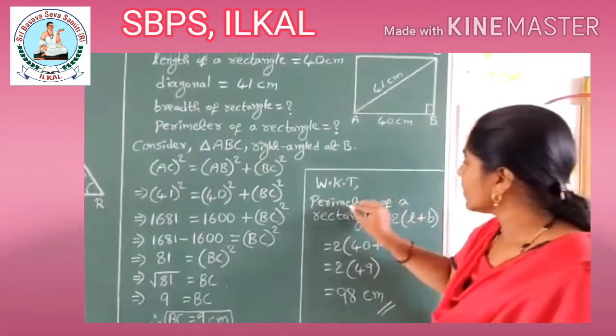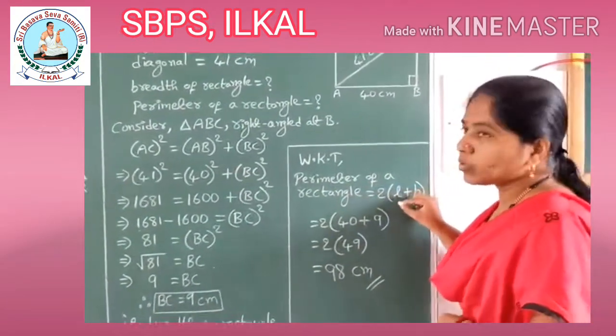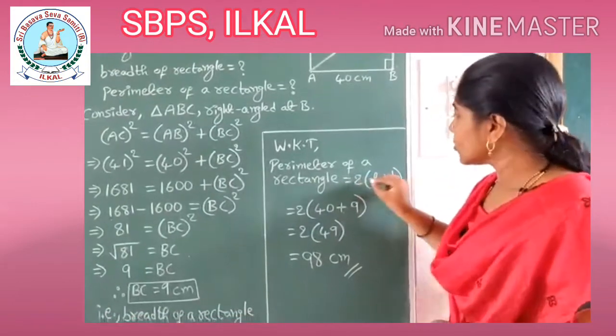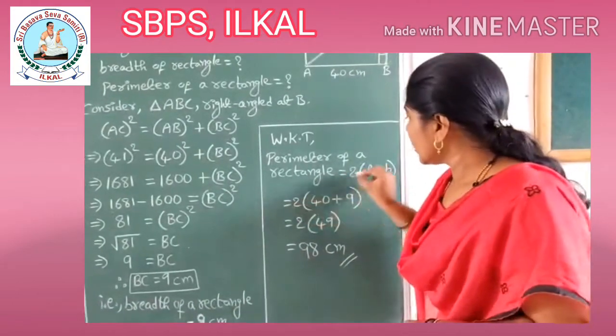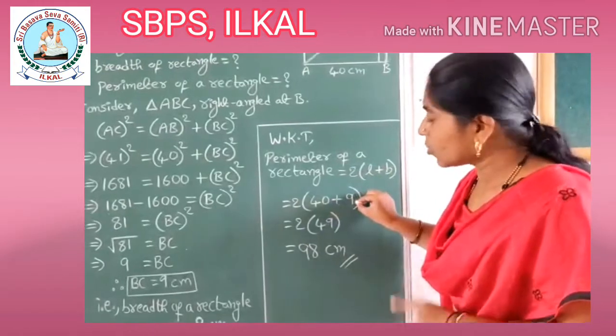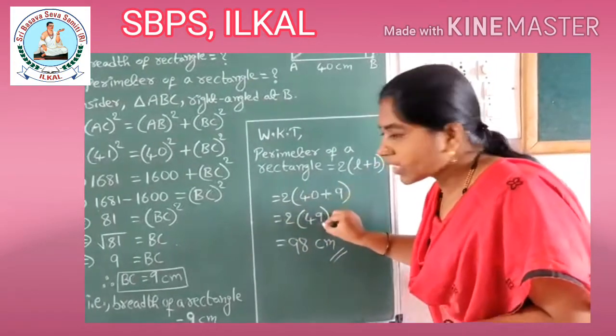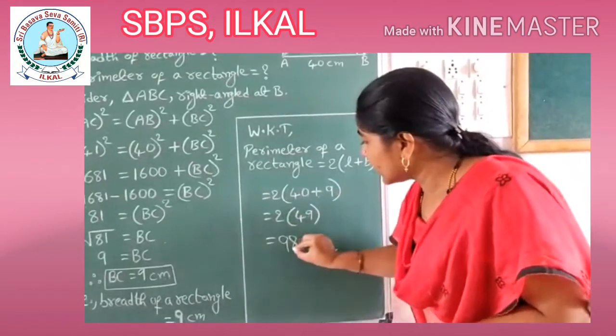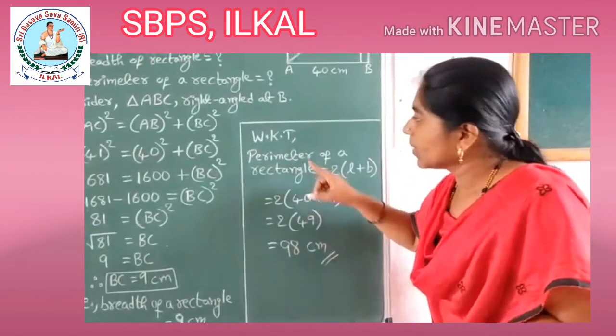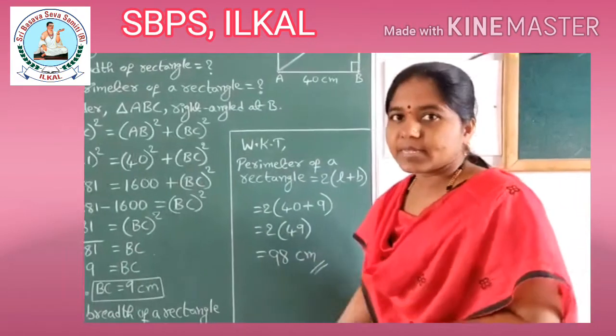Then, we know that perimeter of rectangle is equal to 2 into length plus breadth, that is 2 into L plus B. 2 into length they gave 40, breadth you got just now 9. Then 2 into 40 plus 9 is 49. 2 into 49 gives 98 cm. Therefore, perimeter of the rectangle is 98 cm.